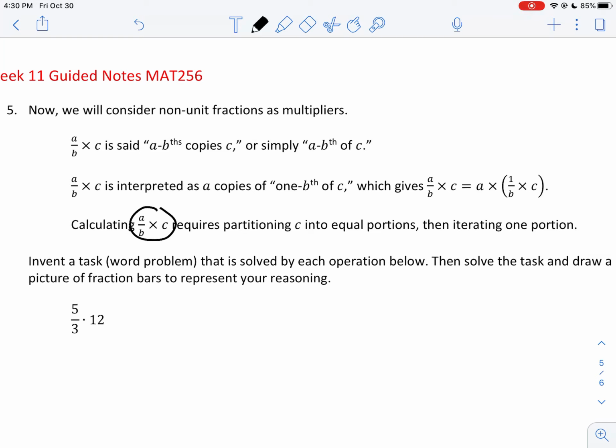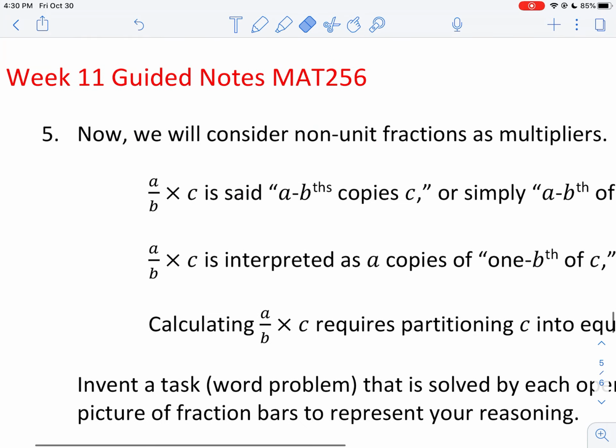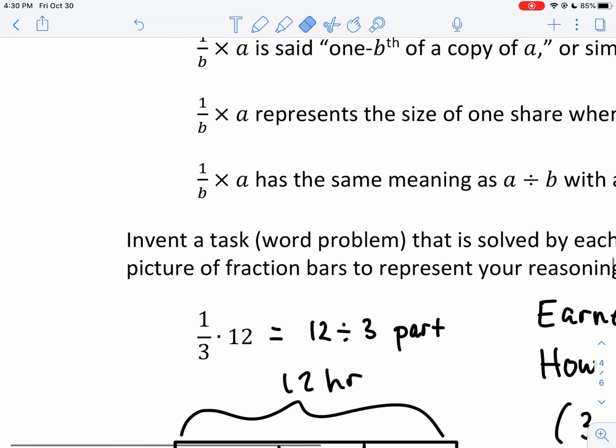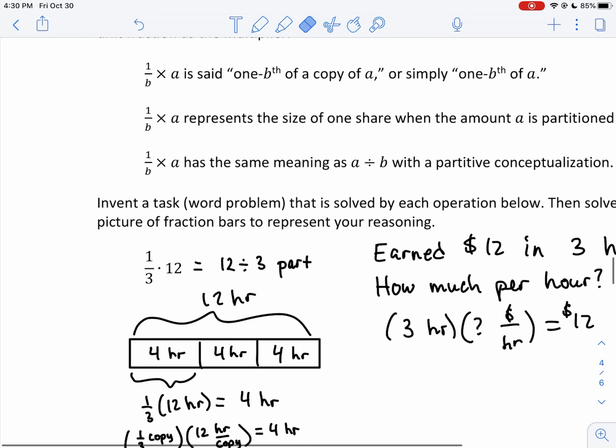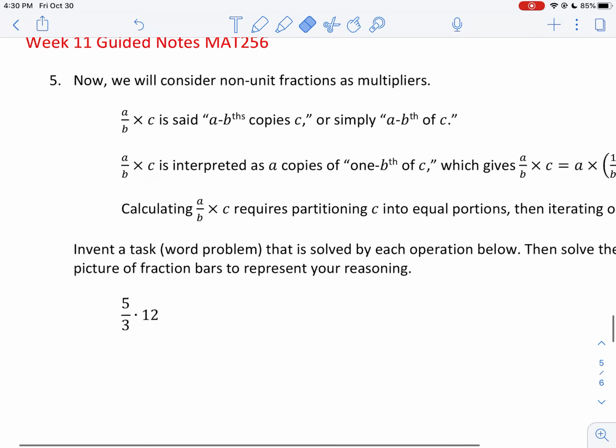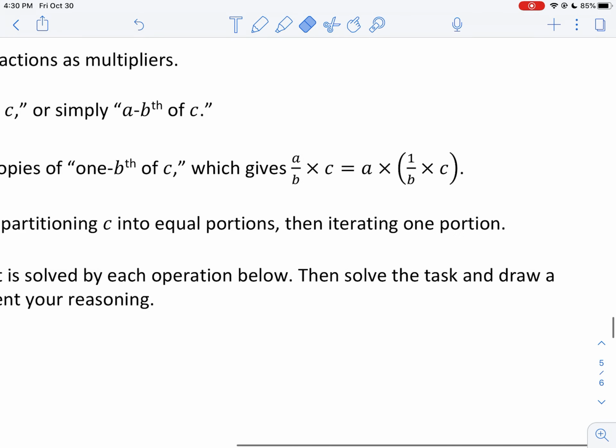It's a dual operation process just to do a fraction multiplier that's not a unit fraction. In the case of a unit fraction up here, when I say do 1 bth times a, it just means you do the single operation of a divided by b partitively. You just partition a into b equal parts and you're done. The size of one part is the answer. But here, it's a two-step process. You're first going to partition C into B equal parts and focus on one part, and then you do an iterating, do A copies of that.